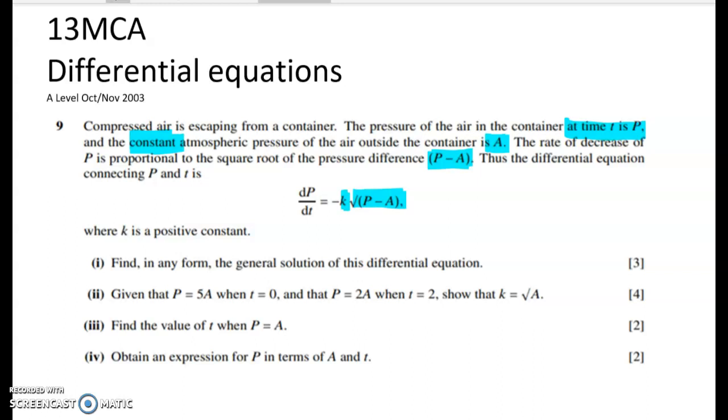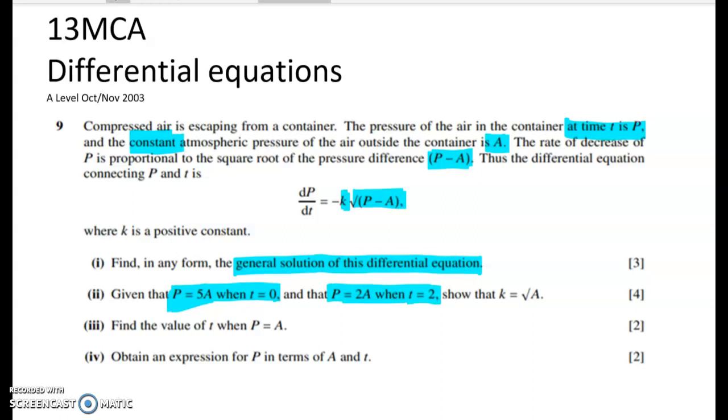First, we're going to find a general solution to this differential equation. In other words, we want to find an expression that links P and A and hasn't got any derivatives in it. Then we're going to substitute in a couple of specific things. So first of all, we've got an initial condition that when it's the start, T equals 0, the pressure is equal to 5 times the outside atmospheric pressure, and then we've got this condition after 2 seconds.